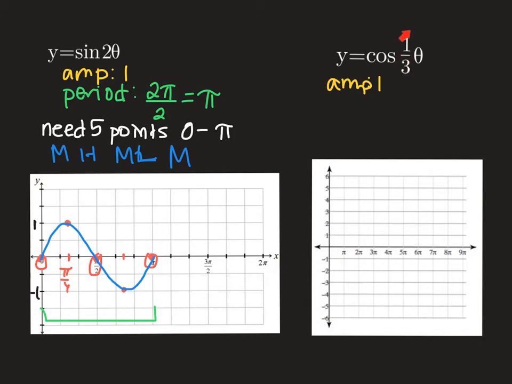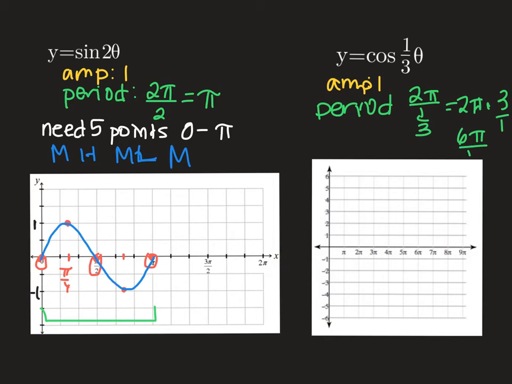Because my b value is 1/3, my period for this graph that I'm going to be sketching is going to be 2 pi divided by 1/3. Well, remember how we divide fractions? We multiply by the reciprocal. So really what I have is 2 pi times 3/1. So I get 6 pi over 1.